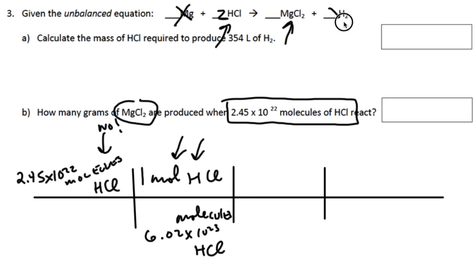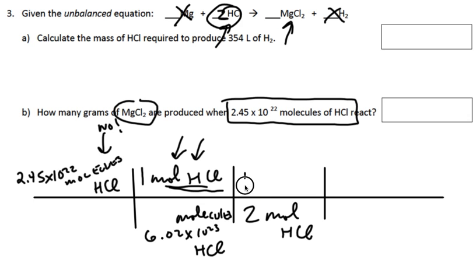I can ignore the other ones. Whatever's here has to match here, so I put moles of HCl down here. The coefficient I grab is 2. The coefficient of that one is going to be 1, for MgCl2. Now, what's after the how-many? They want grams of MgCl2.